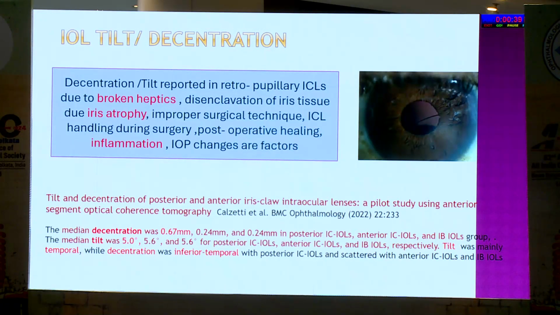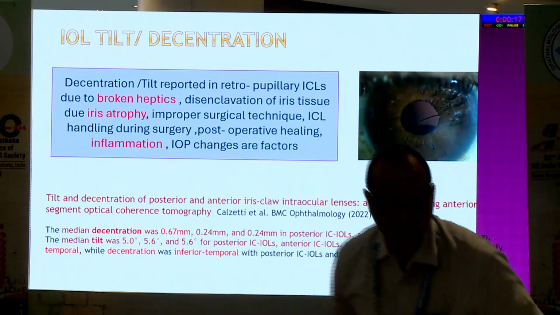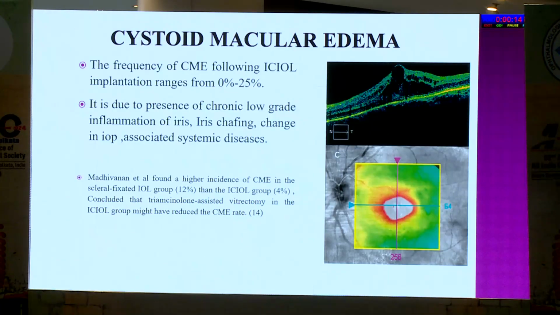The study suggests that for tilting and decentration of posterior and anterior chamber ICL, the median decentration is more in the RPICL as compared to the anterior pupillary ICL and the in-the-bag ICL. And the tilt is recorded more in the anterior pupillary ICL as compared to the RPICL. The tilting is mostly temporal and decentration is mostly inferotemporal. Cystoid macular edema is one of the complications which is generally not there with us, and is minimal among all the available options for aphakic IOL. Cystoid macular edema is minimal with the ICLs.